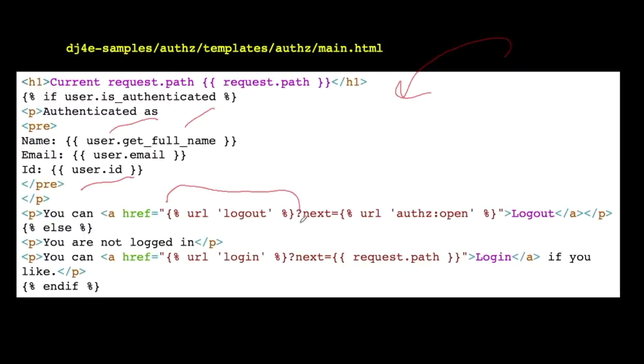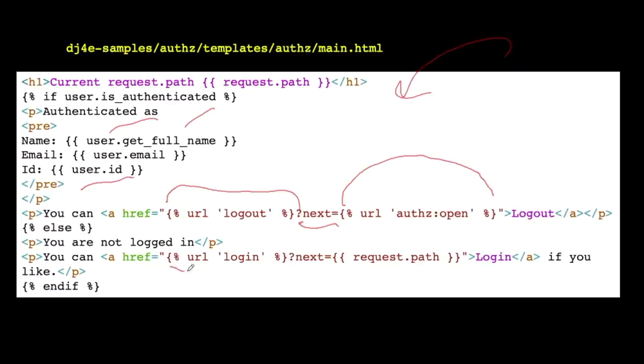And then we have this question mark next equals. That's the parameter to say when you're all done with that login or logout, go back to this particular URL. Okay? And so that says go to the URL that's in the Auth-Z application, the view named open. And so that's one way of doing it.